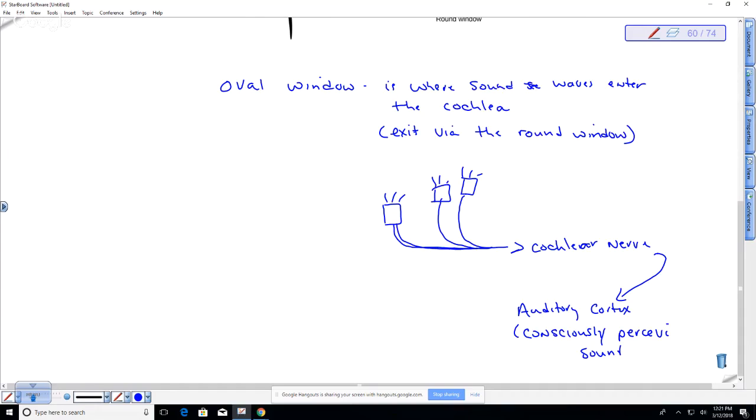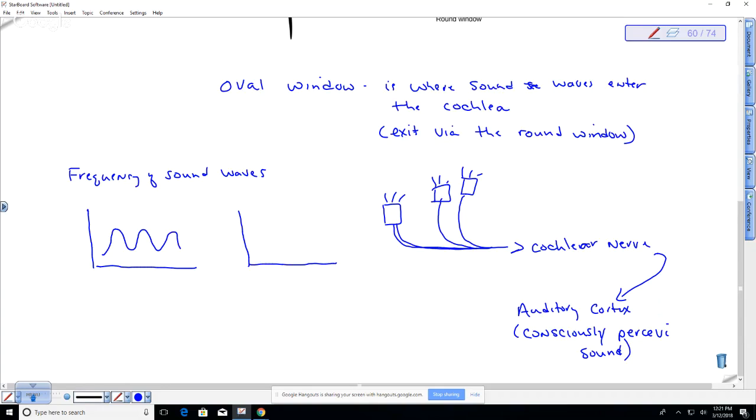So when we look at sound, there are different characteristics of the sound. So we could talk about the frequency of the sound waves. So the sound wave frequency is the number of sound waves in a given period of time. So if I was to just look at time on this axis, this would be a high frequency. This would be a low frequency. Okay. So this is a high-pitched sound. This is a low-pitched sound.